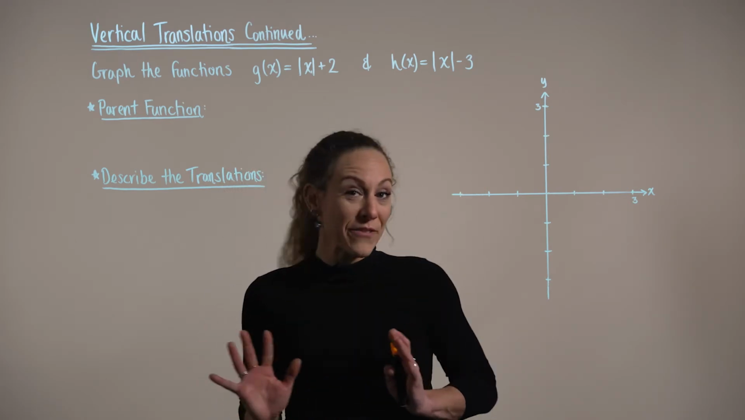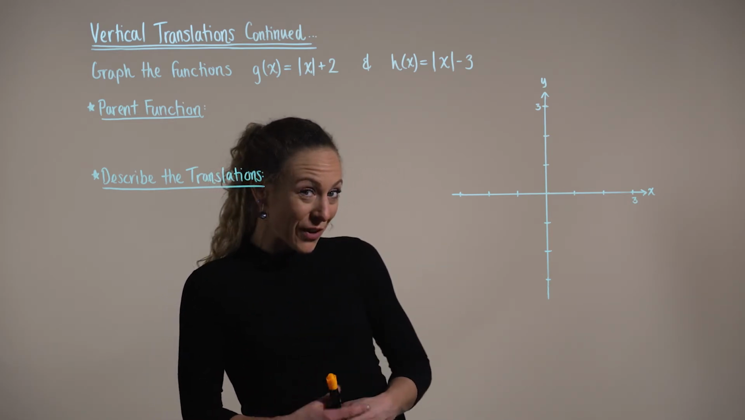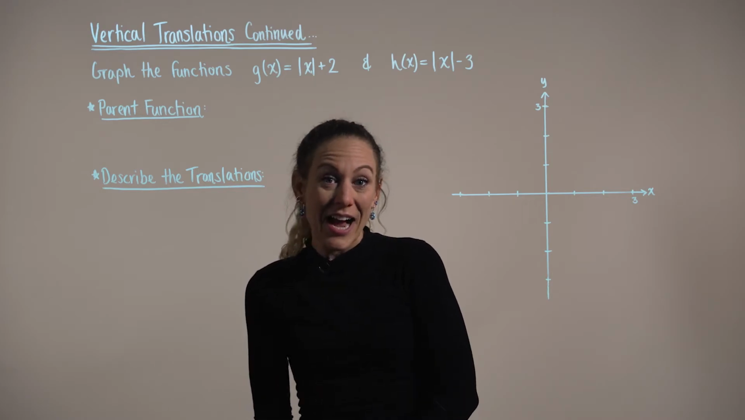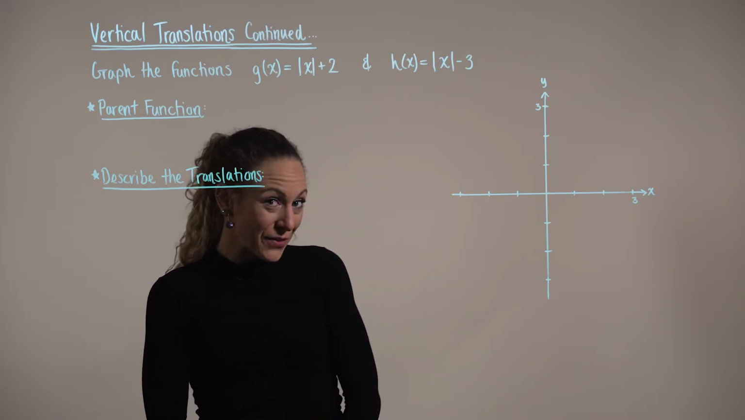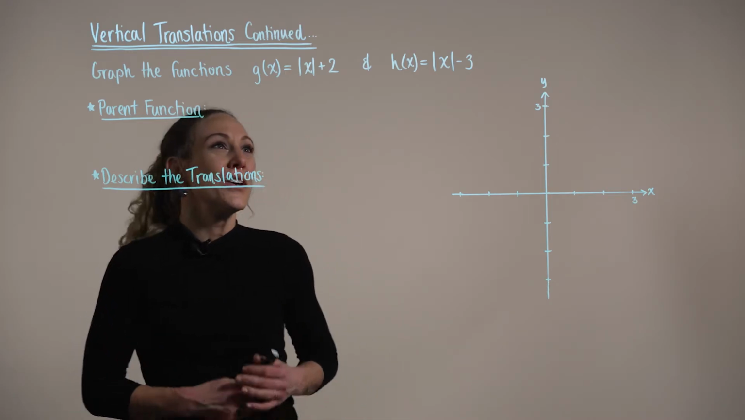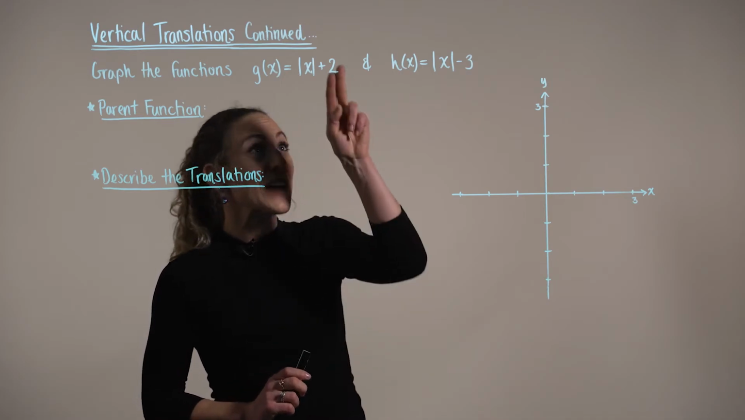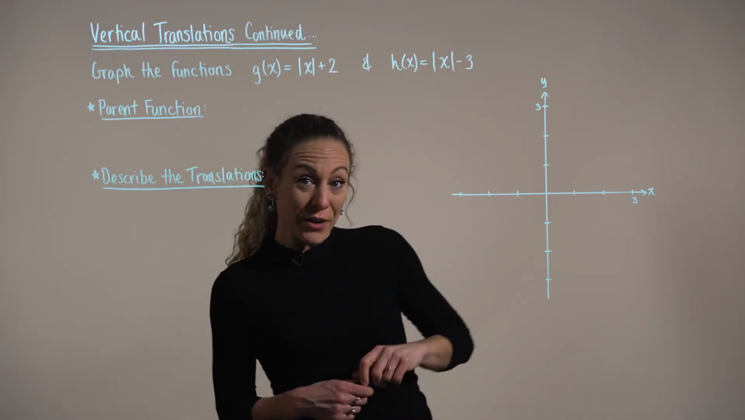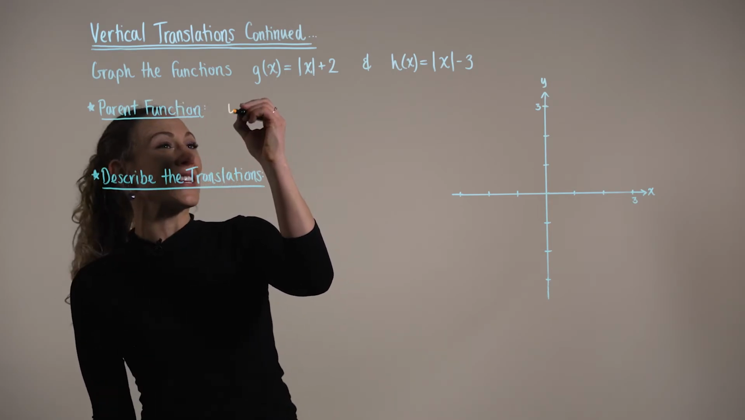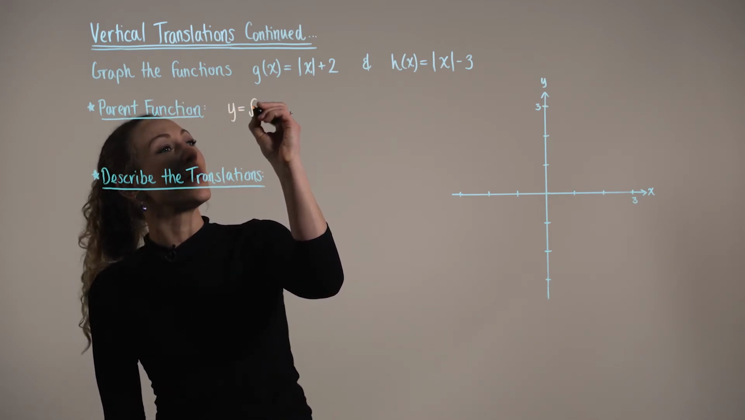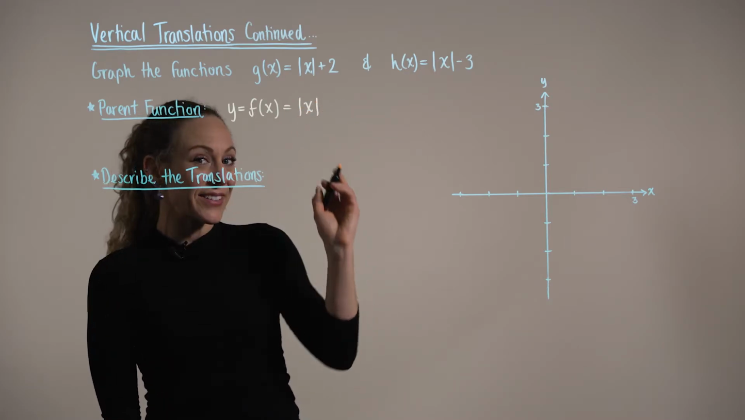Now, before we even get started here, let's begin by identifying the parent function for both g and h, and then describing the translations of those graphs from the parent function. So to identify a parent function, we can simply take our fingers and cover the constants that are in each of the functions, which allows us to see that our parent function here is y is equal to, we'll say, f of x, or the absolute value of x.